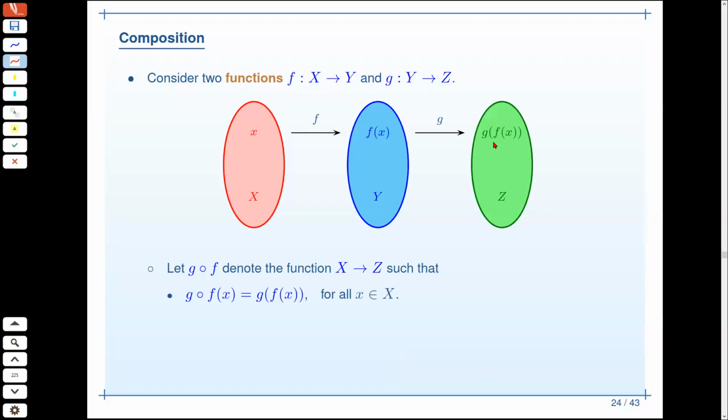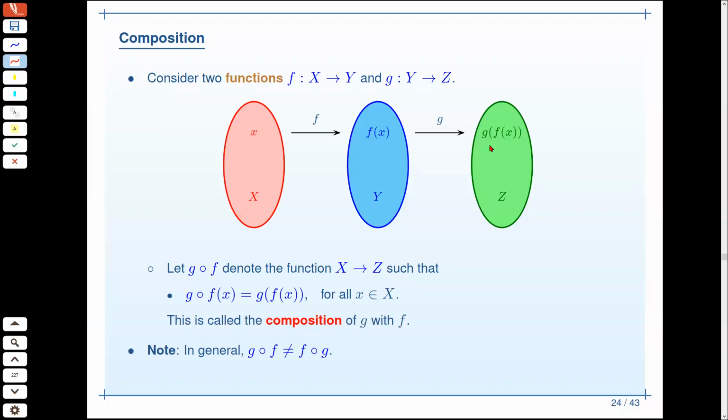So we use this notation, g circle f, or sometimes you can omit the circle. g circle f denotes the function from x to z, so you send the element x directly to g composite with f of x. So this is the composite of two functions. Of course, we know that in general, composition is not commutative.